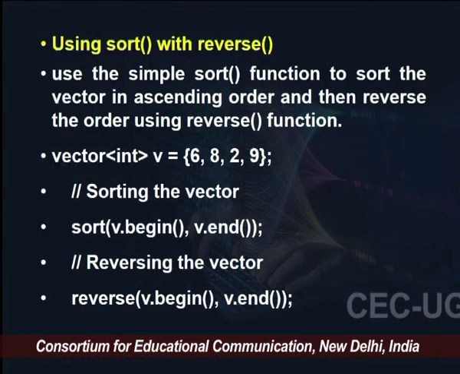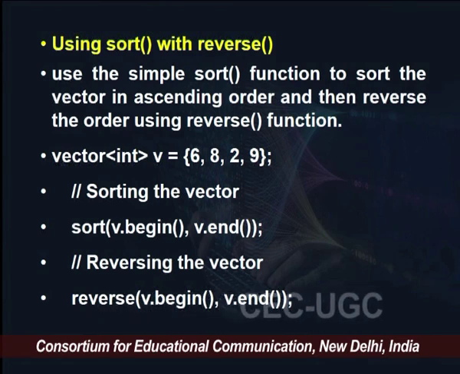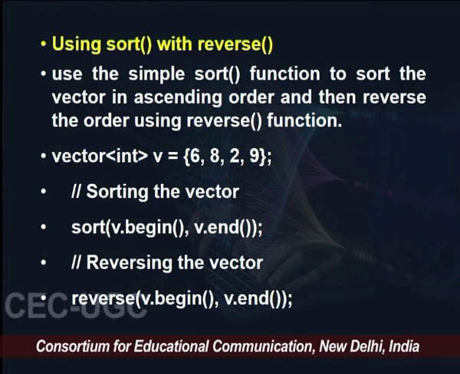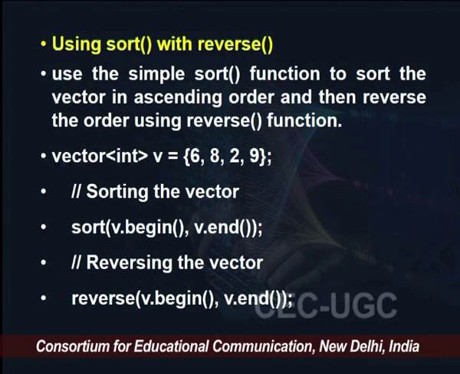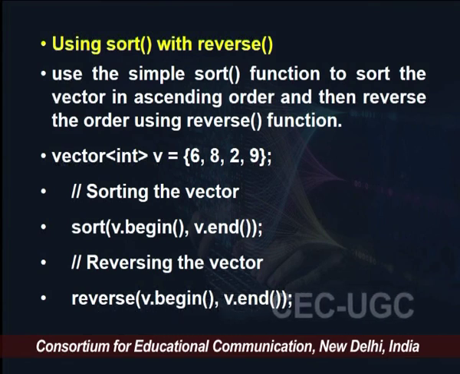So here we have one vector, again the similar vector I have taken, which is 6, 8, 2, 9. In order to sort the vector, obviously in ascending order, I have given sort v.begin to v.end, and after sorting I am going to reverse this vector. In order to reverse the vector, I will be passing v.begin and v.end limits as parameters inside the reverse function.